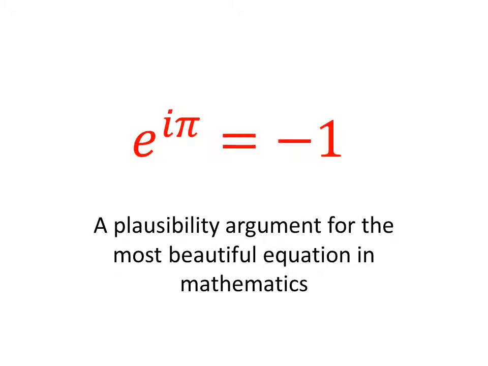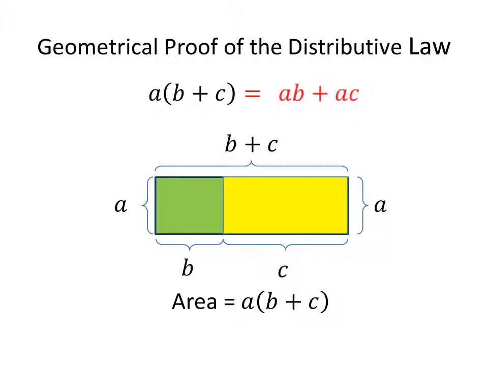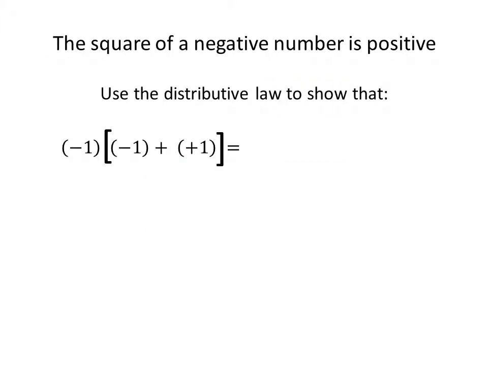A plausibility argument for the most beautiful equation in mathematics. We begin with a proof of the distributive law that's based on the idea that we can consider a rectangle as two small rectangles, calculate the area both ways, and we achieve the identity shown in red.